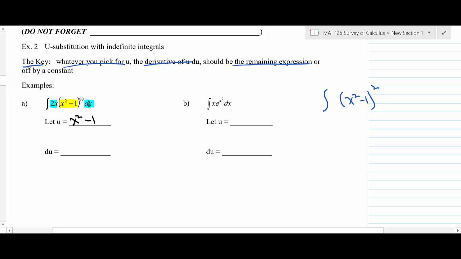That's what's left over: 2x dx. Don't worry about the 99. That's okay. So, what is the derivative of x squared minus 1? 2x. 2x, and it's 2x dx. You're doing a differential like I did there.